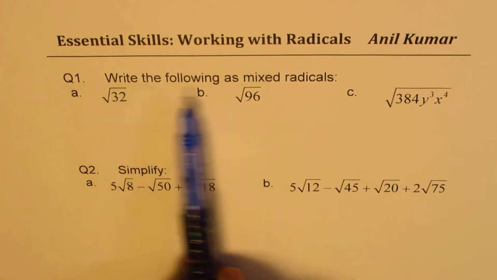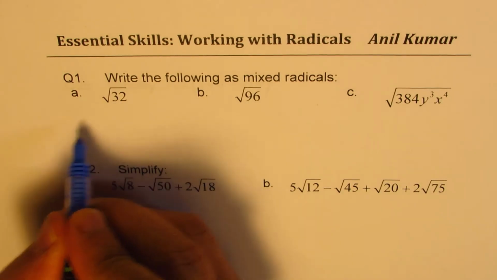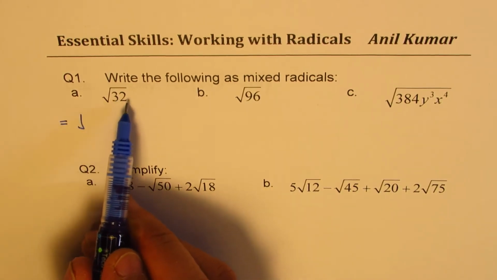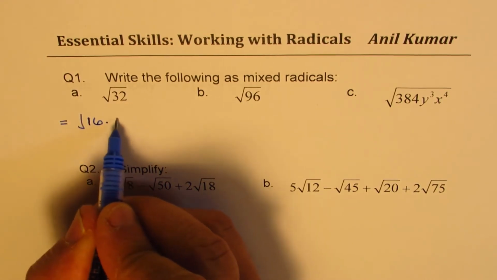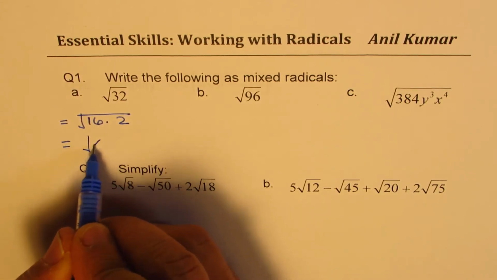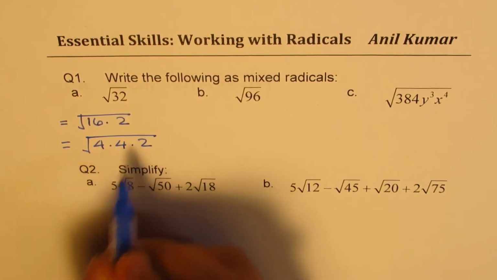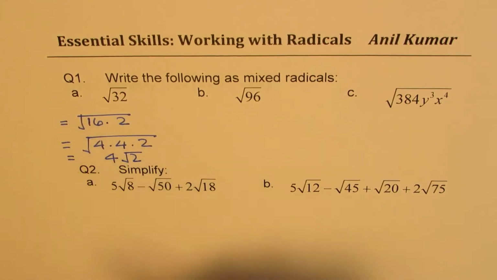So question number 1, once again, we have to write with mixed radicals. First one I showed you. So basically what you do is, we look for numbers which are perfect squares. So 16 is a good number to look for, correct? 16 times 2 is 32. Now, how do we get 4 out? We do 4 times 4, that is 16. And now since we have 2 4s within the square root, I could write this as 4 square root 2, correct?